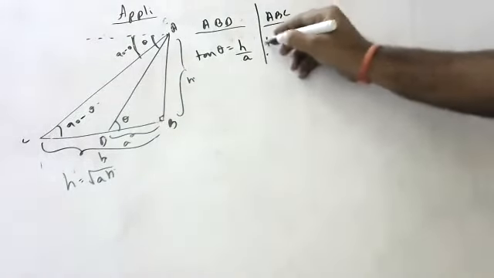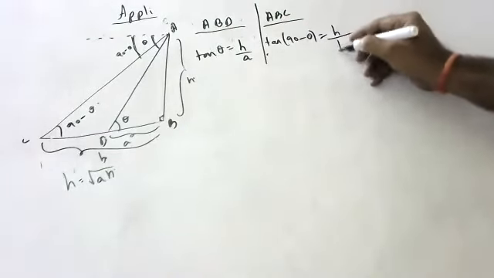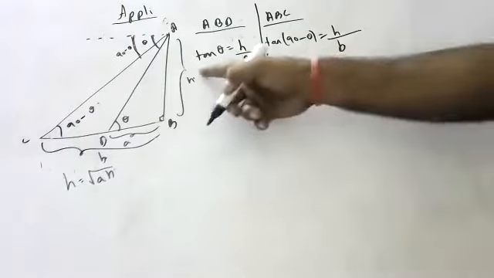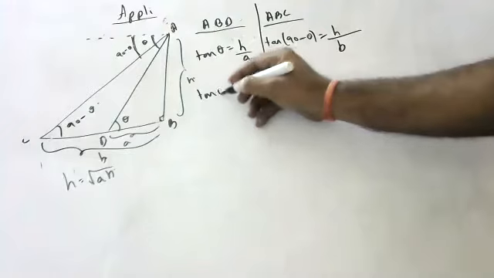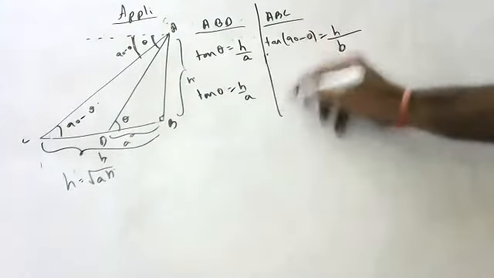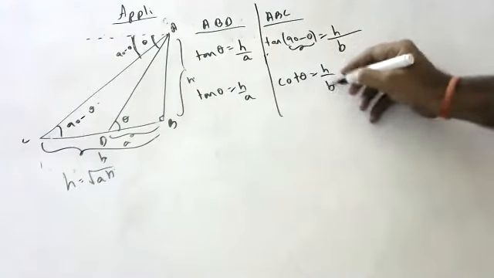For triangle ABC, can you tell what is tan of 90 minus theta? H by B. Yes. Tan theta is equal to H by A. Tan of 90 minus theta is cot theta. Cot theta is H by B.